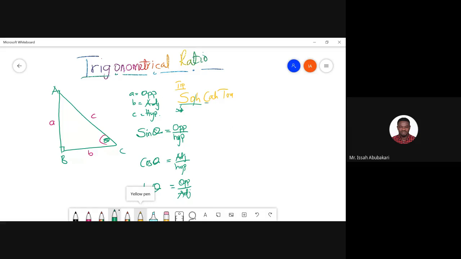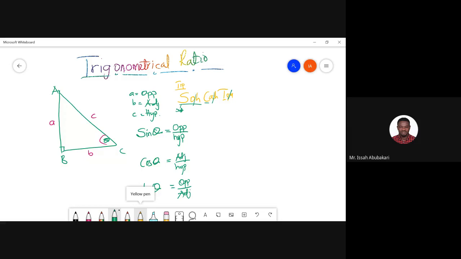And the C here is the cos theta. Cos theta is equal to adjacent divided by hypotenuse. And the last one, which is tan. And tan is equal to TOA, which is T is the tan and OA is opposite divided by adjacent. Please, is that okay? Yes. So basically, this is what we looked at.